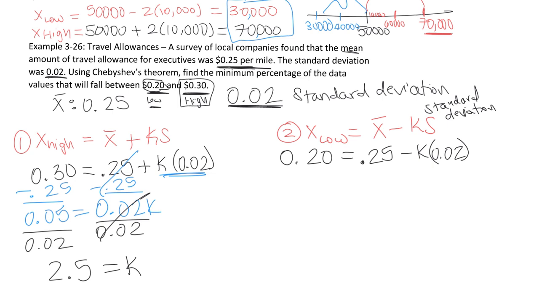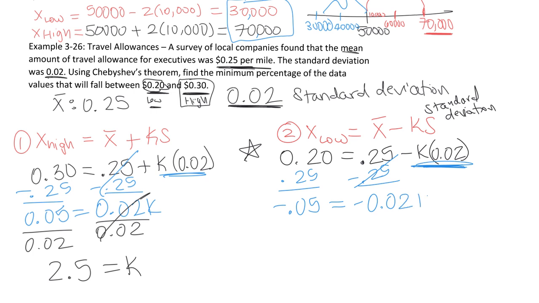I'll give you a moment to solve the second one. If you solve the second one correctly, you should get the same answer for k. You should get 2.5. All right, so I'm going to subtract 0.25 from both sides, and I get negative 0.05 is equal to, and then this is negative 0.02k. I just rearrange it, and then I divide by negative 0.02. And I get 2.5.